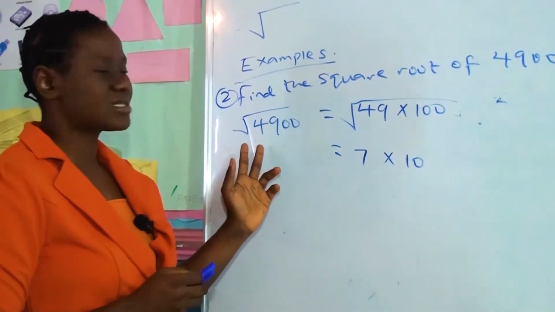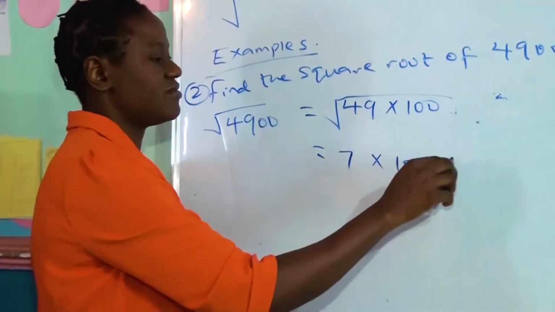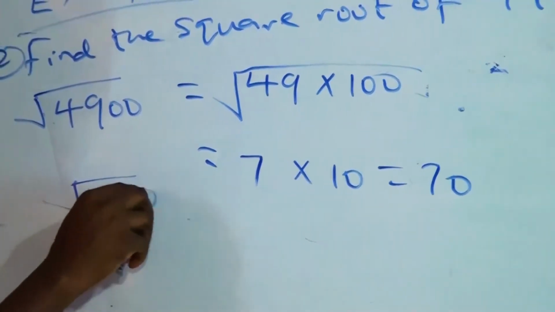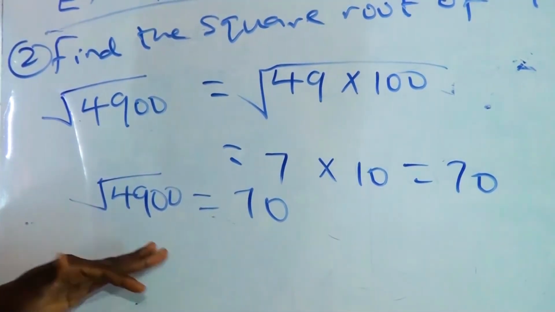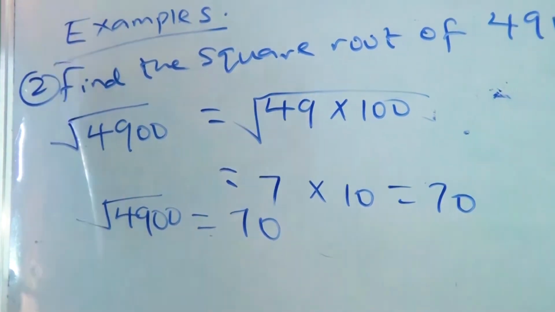So the square root of 4,900 will give us 7 times 10, which is 70. So the square root of 4,900 is 70. 70 times 70 will give you 4,900. Let's take another example.